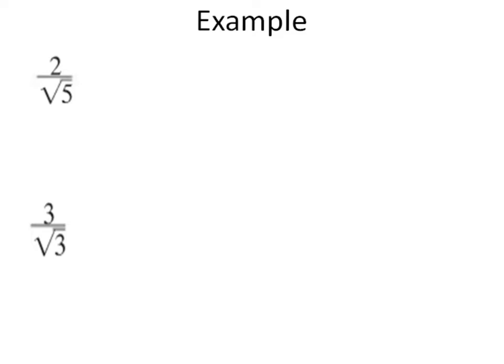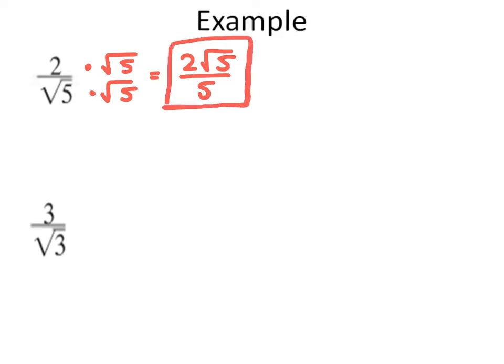In the first example I have here, I would have to rationalize that denominator. So I'd multiply the numerator and the denominator by the square root of 5 to give me 2 square root of 5, and square root of 5 times square root of 5 would give you just 5. So that would be your final answer. Pause the video and try the one on the bottom on your own.